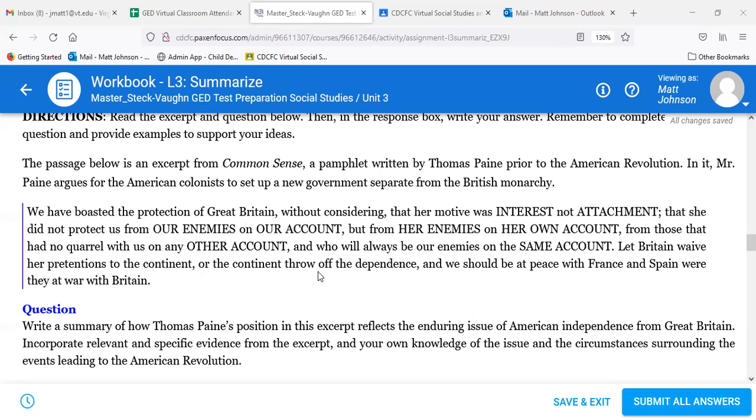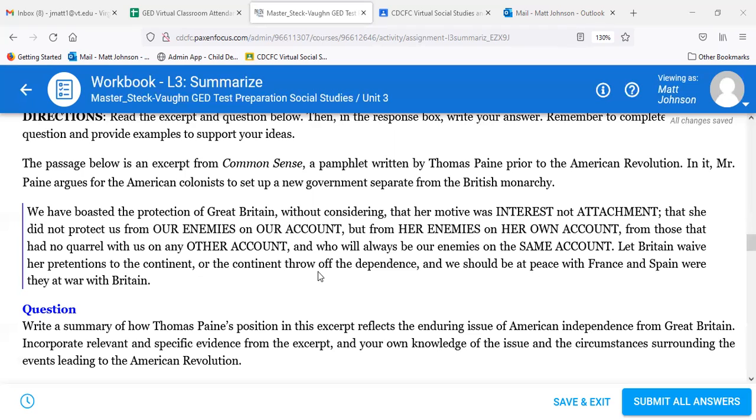Specifically now, who are they getting protected from? Who's mentioned here for Britain? What was that? France and Spain. Okay, so they're protecting the colonies from France and Spain.